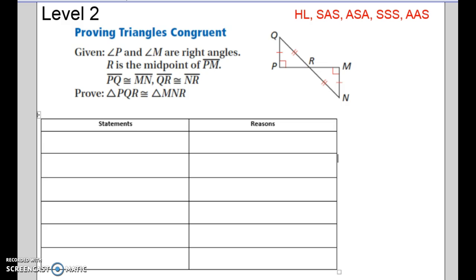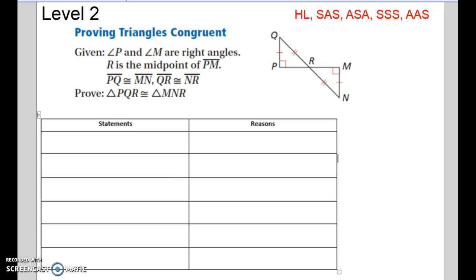This is a level 2 proof. This proof is asking us to prove triangle PQR is congruent to MNR. And my diagram's marked up for me. Let's see, what can we do here? I think we can use hypotenuse leg. We could use that again. We could certainly use that.